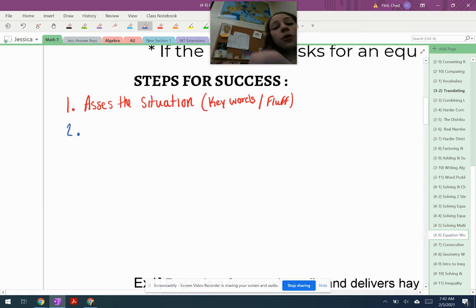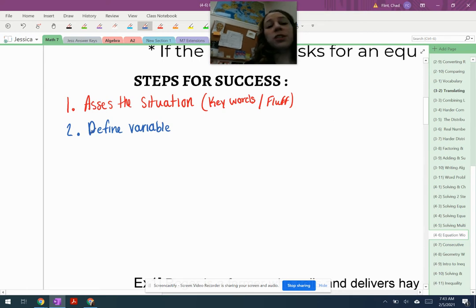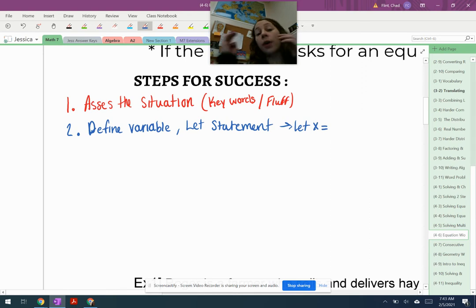Second, you're going to define your variables. And you're only going to be using one variable, so you just need to define your variable. That's a let statement. Many of you are confused as to what that means. That is a let x equal whatever you're using it to represent. Hours, days, months, money, who knows.